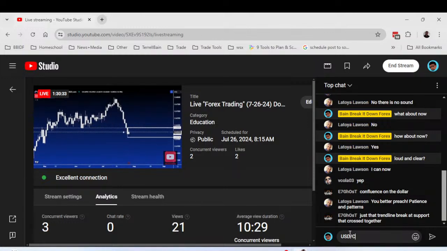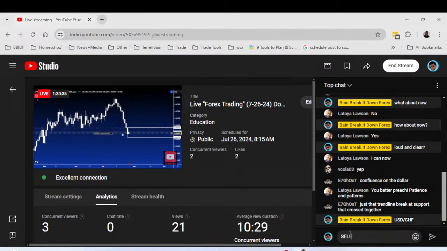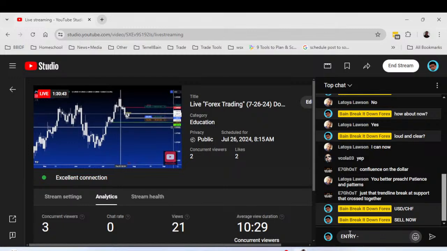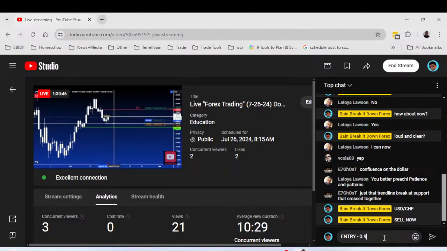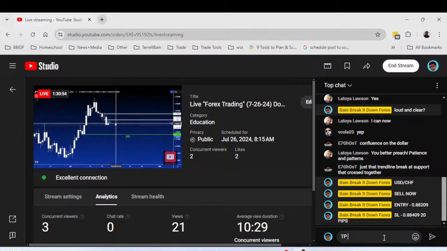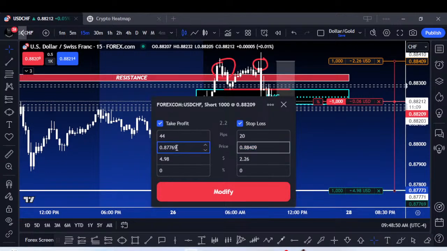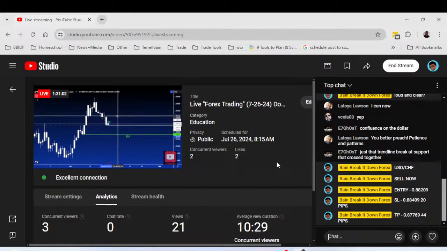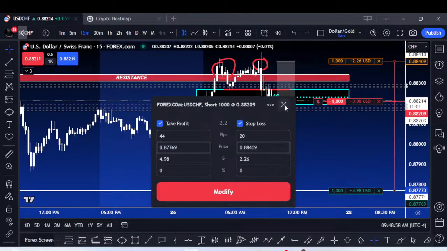This is dollar CHF. Sell now. Entry price is going to be 0.88209, so 0.88. Stop loss is going to be this, that's 20 pips. TP is going to be this, and that is 44 pips. Okay, and you got a 1 to 2.